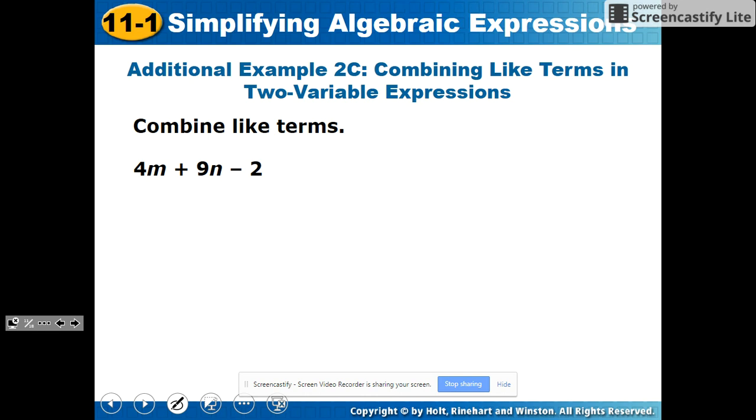Okay, example 2c, we're going to combine like terms. Oh, there is none. Well, we look at it, we have 4m, 9n, and a negative 2. You can't combine any of those. They're not similar.